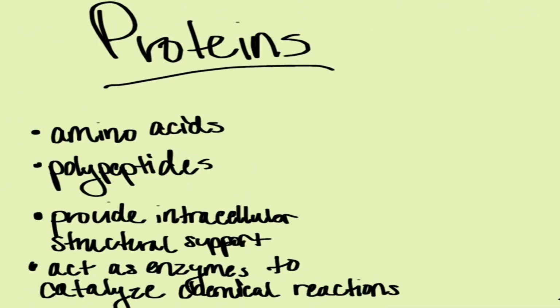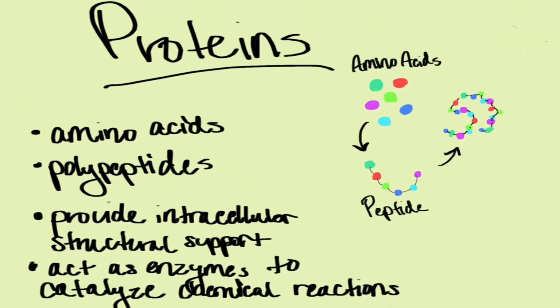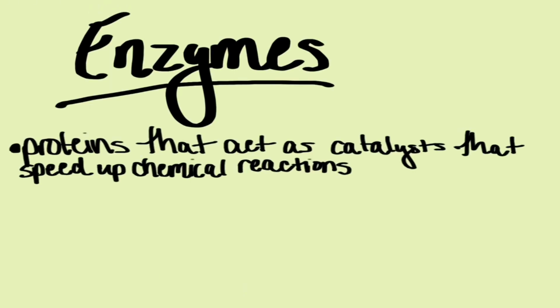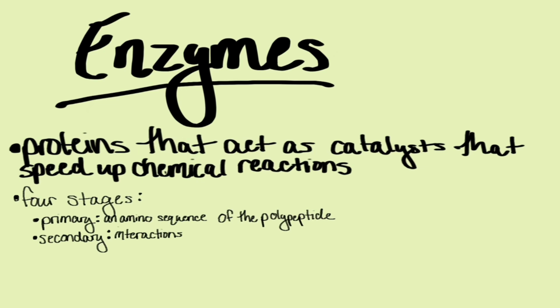Proteins. The monomers of proteins are amino acids, while the polymers are polypeptides. Proteins provide intracellular structural support and act as enzymes to catalyze chemical reactions. Enzymes are proteins that act as catalysts to speed up chemical reactions.